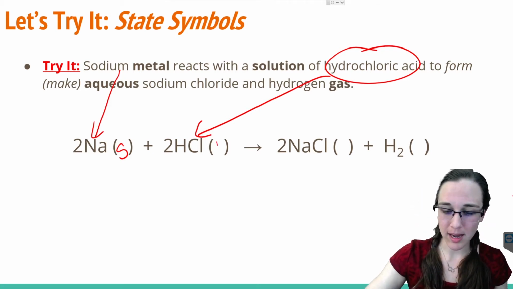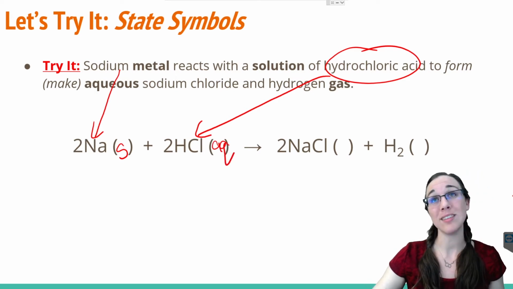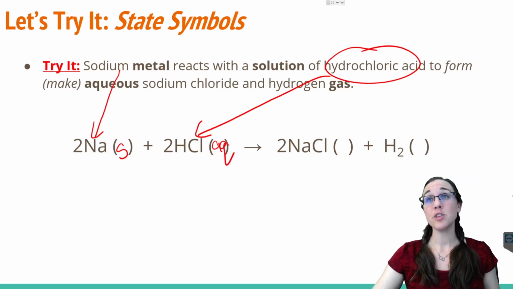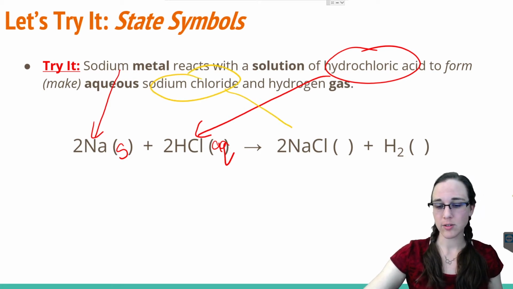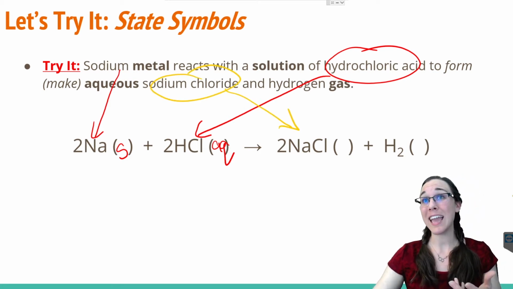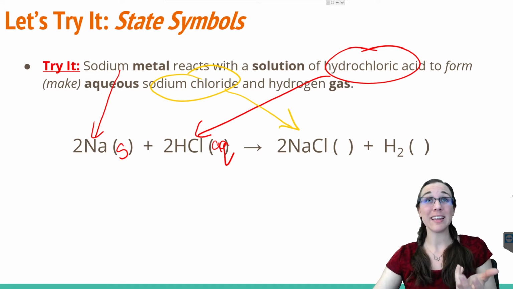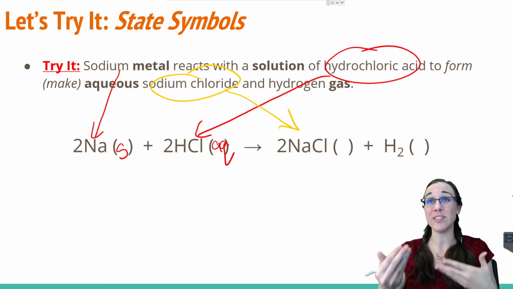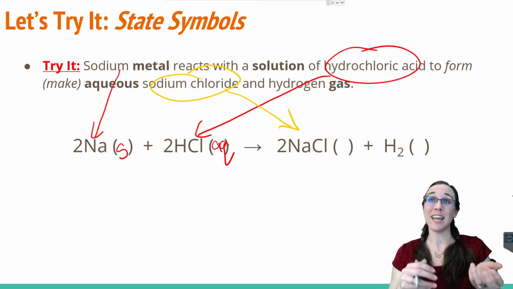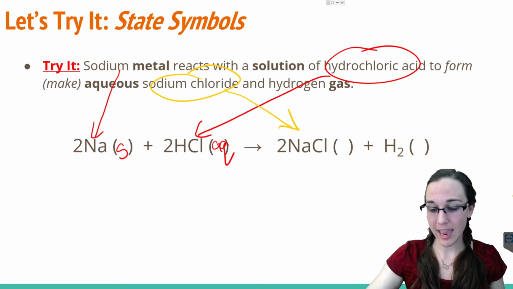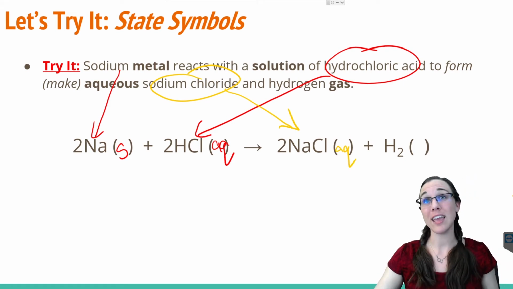So we need to put a Q in the parentheses after HCl, to form or to make aqueous sodium chloride. So sodium chloride is NaCl. Again, aqueous is implying that NaCl, salt, is dissolved in something, likely whatever leftover water was from the solution in HCl. So we're going to say AQ after the NaCl.